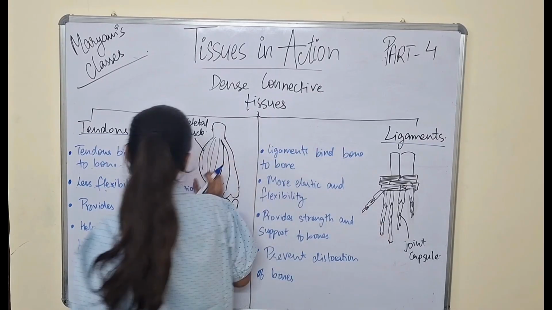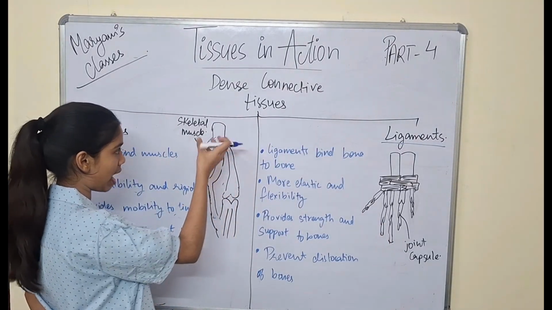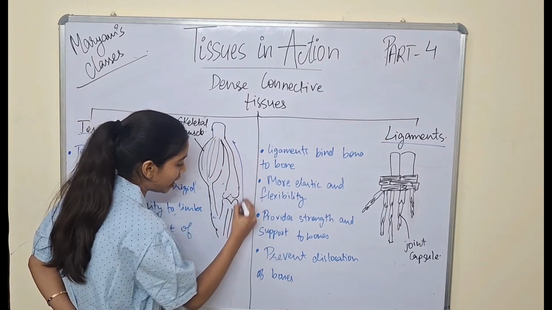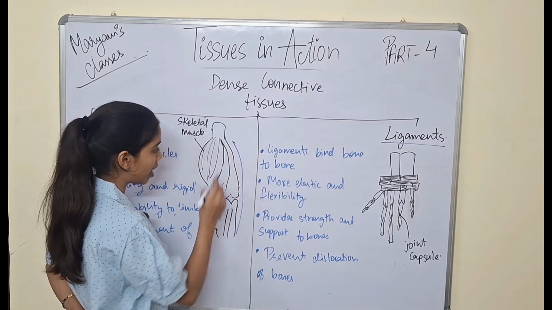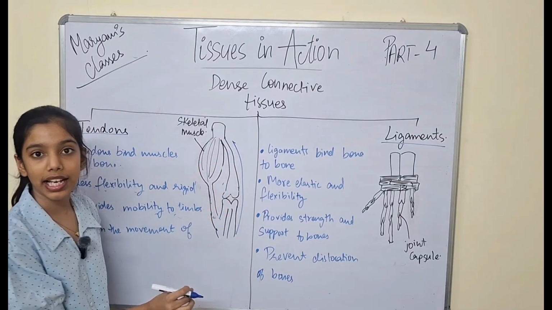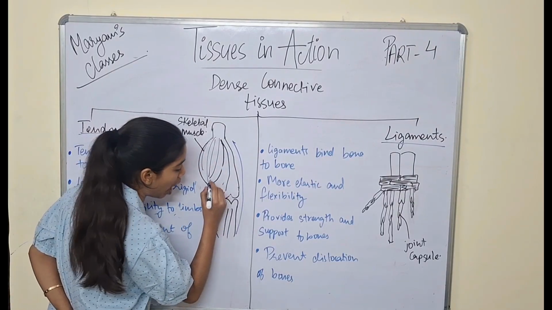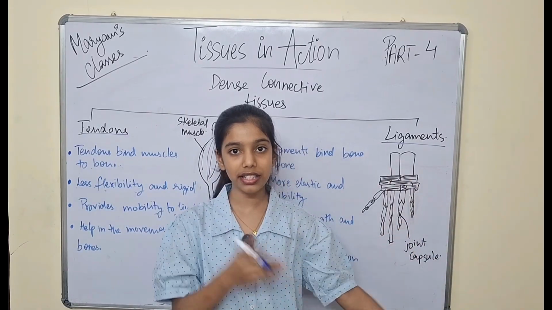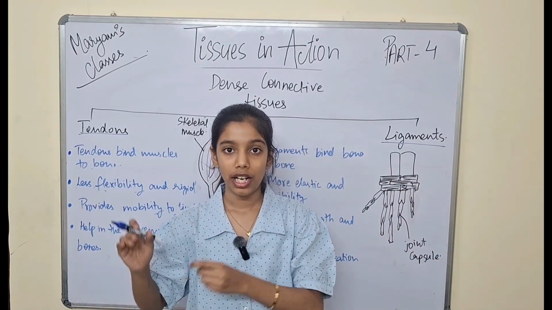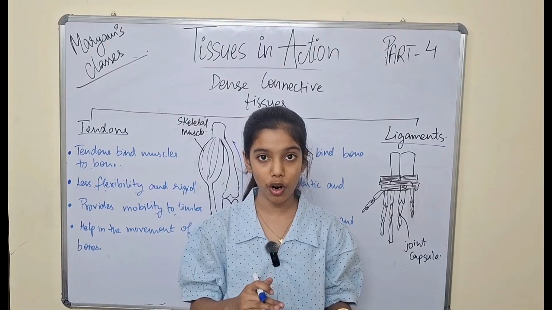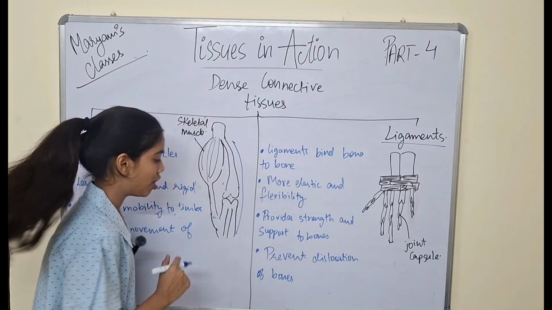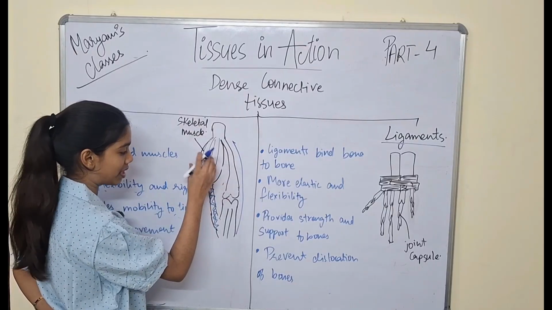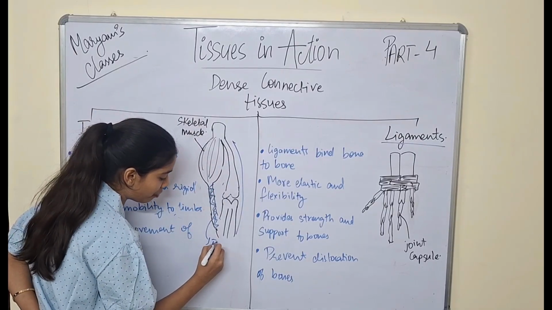Here's a sample diagram. You can see this is a skeletal muscle. Over here it is a bone. And over here it is a muscle, skeletal muscle. So how is it connected? When a muscle is connected with bones, this connection is made by tendon tissue. The line over here which connects the muscles and bones together is made up of tendon tissue.